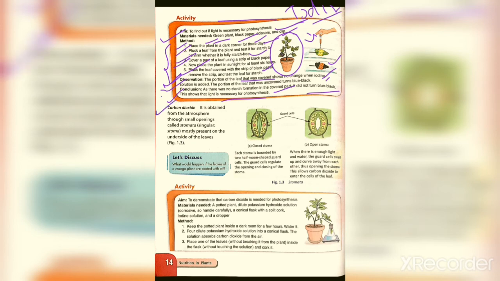Next is carbon dioxide. It is obtained from the atmosphere. In the atmosphere, carbon dioxide is present at 0.03 percent, and it enters through small openings called stomata. Stomata are tiny pores. Pores means holes, present on the surface of leaves, on the underside of the leaves.